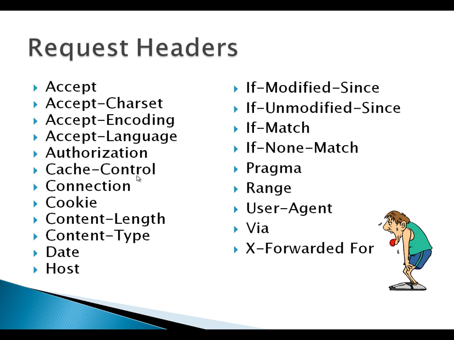Next is Content-Length. Content-Length is a header which tells the server the length of the content that is being sent. It is in bytes. Next header is the Content-Type header. It tells the MIME type of the body of the request. Maybe if you're sending a POST request or PUT request, you need to tell the server what is the MIME type of the object that I'm sending.